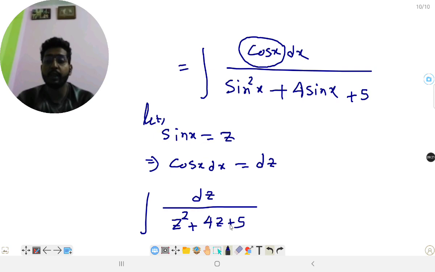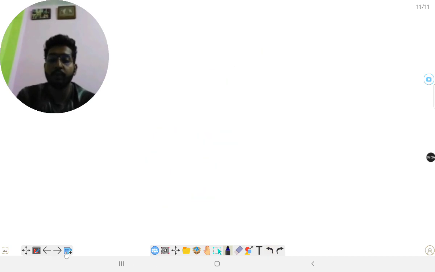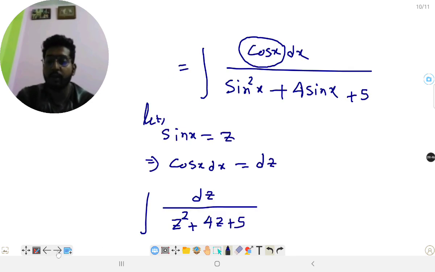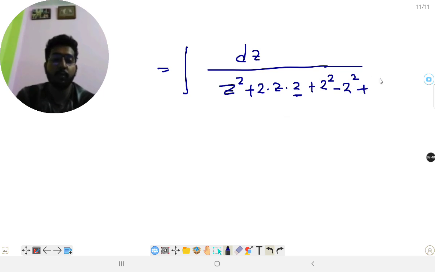Now this one again, z square plus 4z plus 5, somehow you have to make it to square form. That means it can be written as integration of dz by z square plus 4z, where 4z means 2 into z into 2, so this is the b here, so again b square. Now 2 square was not in the question, so we have taken extra, that means you have to subtract 2 square here, and the last term is 5, so that will be plus 5.